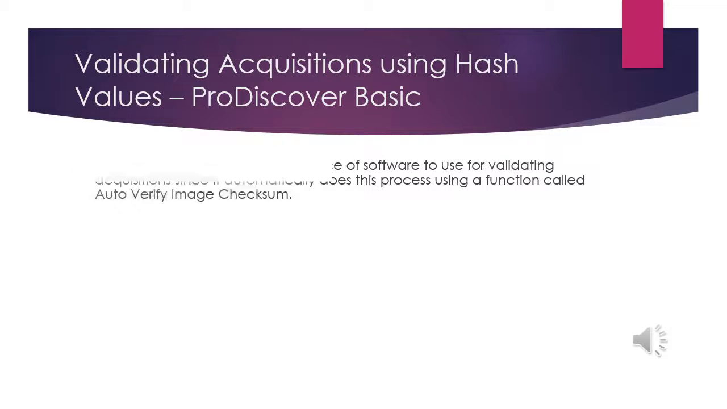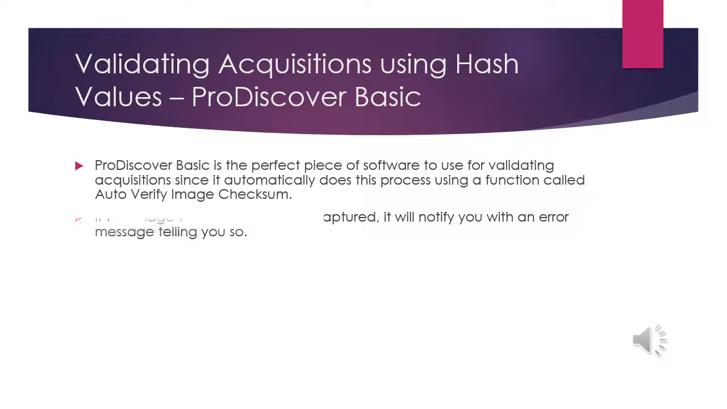Next technique is validating acquisitions using hash values. This is also done with ProDiscover Basic, which really is the perfect piece of software to use for validating acquisitions, since it literally automatically does this process, and it does this using a function called auto verify image checksum. If the image was not successfully captured, it will notify you with an error message telling you so.